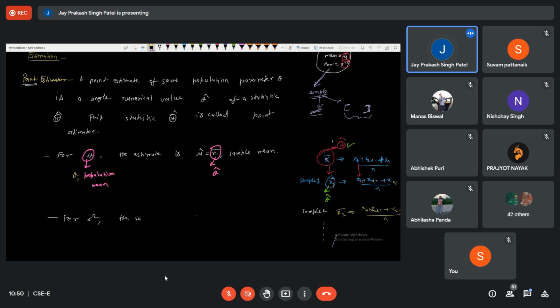Sorry, the estimate is for variance sigma square. The estimate is, let's say, sigma hat square, s square, right? Which is 1 by n minus 1 summation xi minus x bar whole square, right? So generally we use this sample variance to estimate population variance.